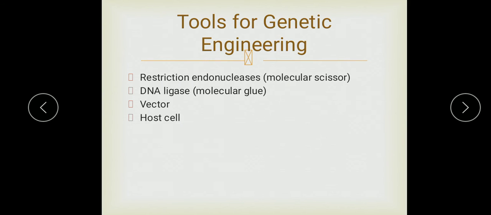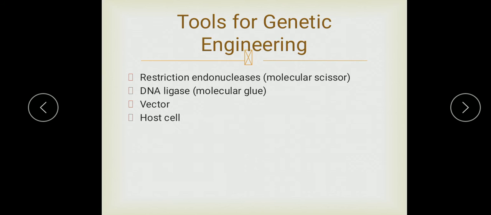Okay, then we are going to discuss basic techniques of genetic engineering. For genetic engineering, or for making a recombinant DNA, we need some tools. These tools are restriction endonucleases, which we call molecular scissors. It is basically an enzyme obtained from the bacterial cell. Then another tool is DNA ligase, which is also termed molecular glue, and it is also an enzyme.